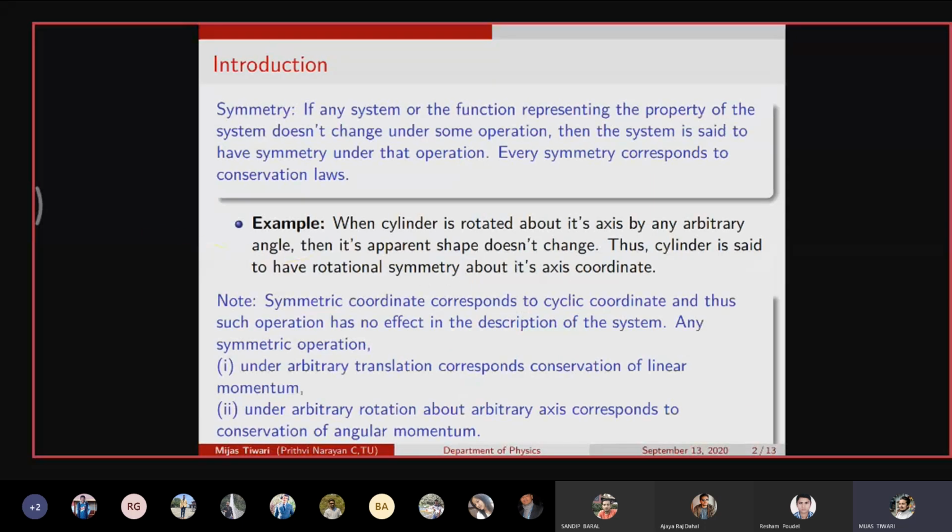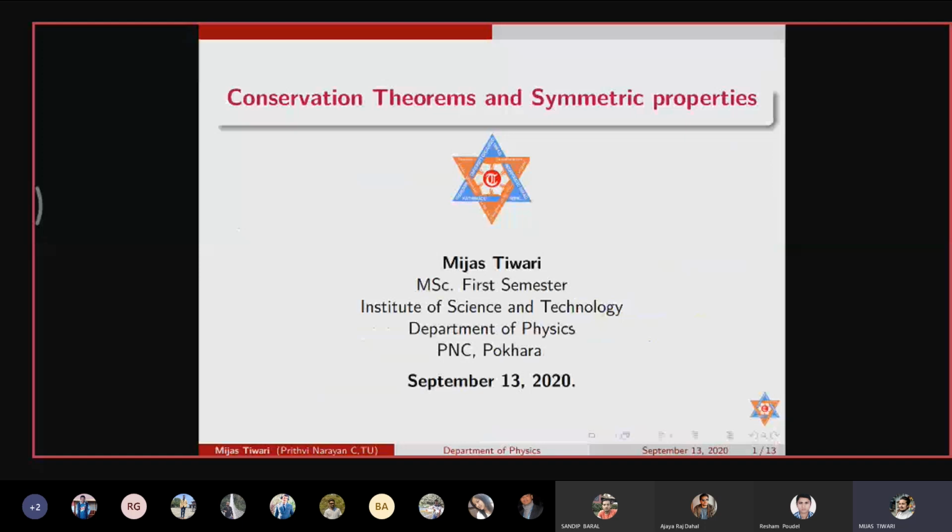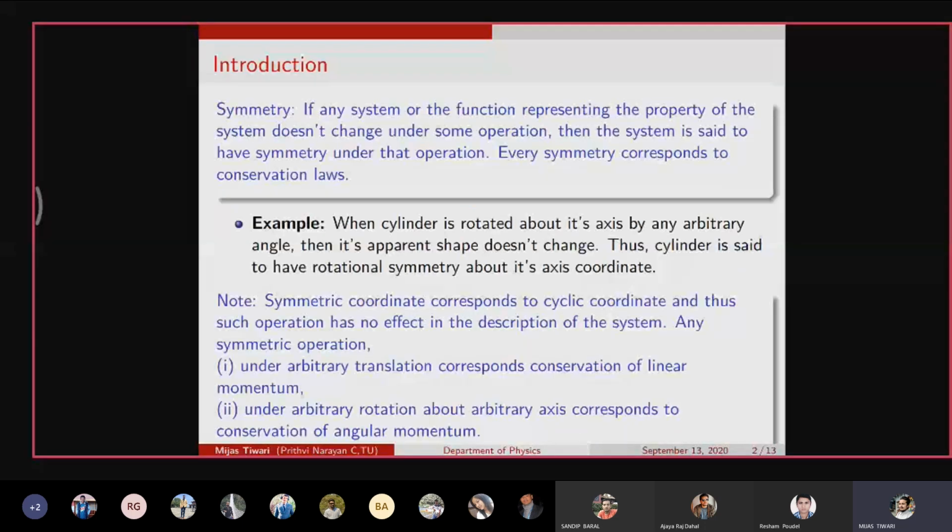Today I am going to give a short talk on the topic entitled conservation theorems and symmetrical properties. First of all, we need to know about the term symmetry. Well, it has a long history.